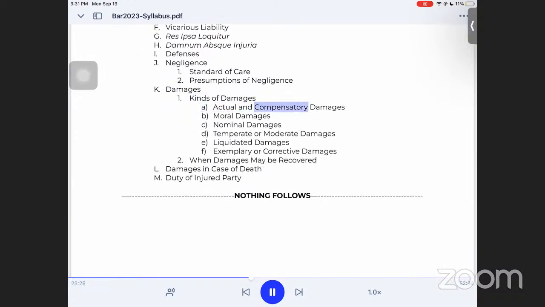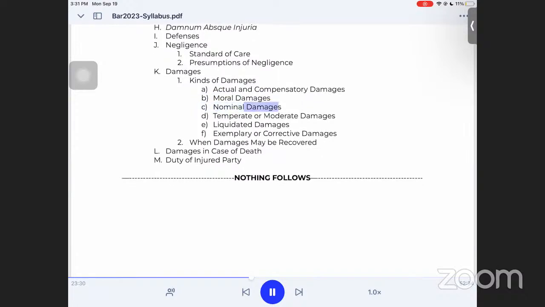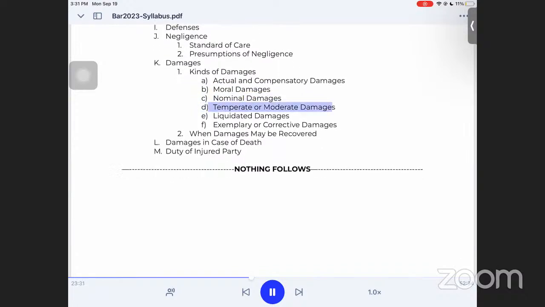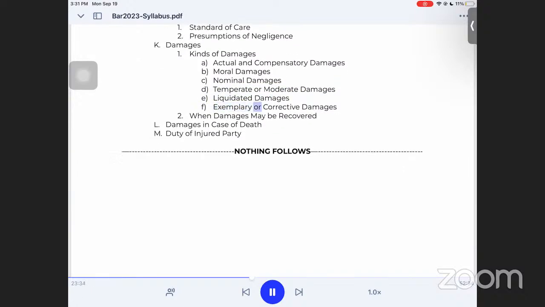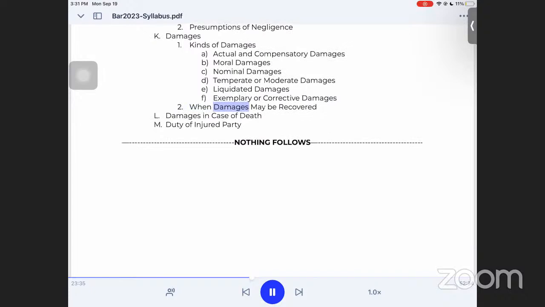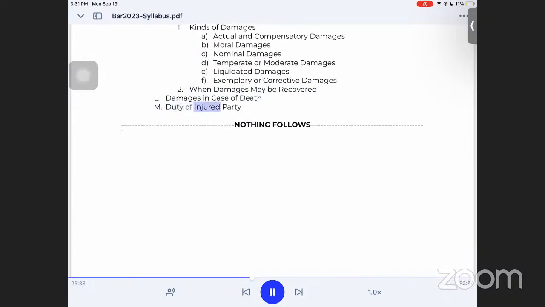A. Actual and compensatory damages. B. Moral damages. C. Nominal damages. D. Temperate or moderate damages. E. Liquidated damages. F. Exemplary or corrective damages. 2. When damages may be recovered. L. Damages in case of death. M. Duty of injured party.